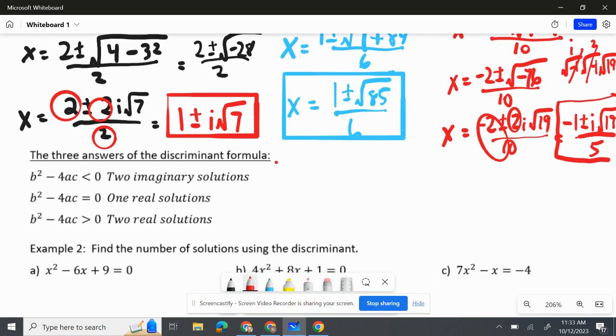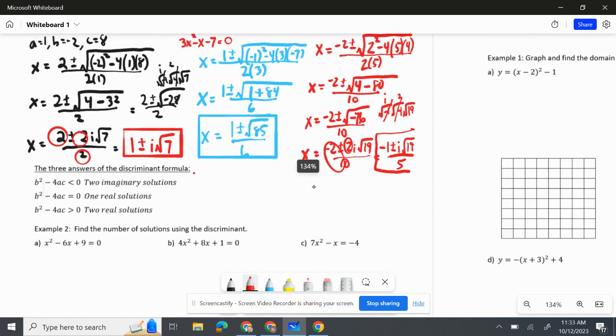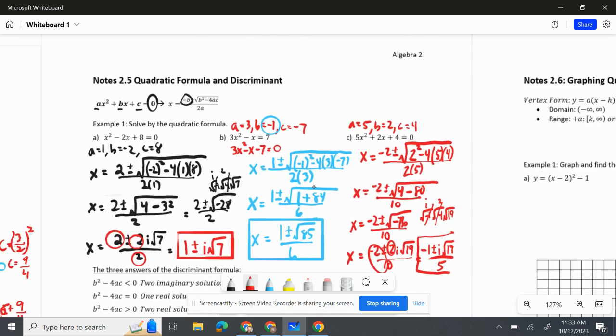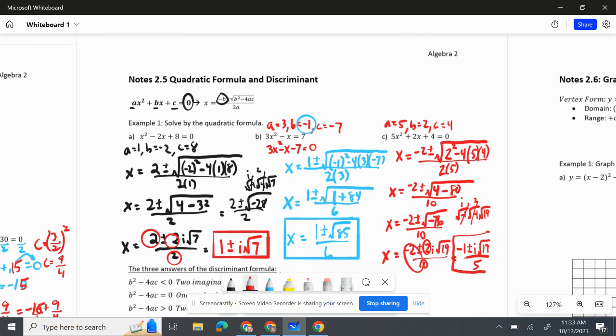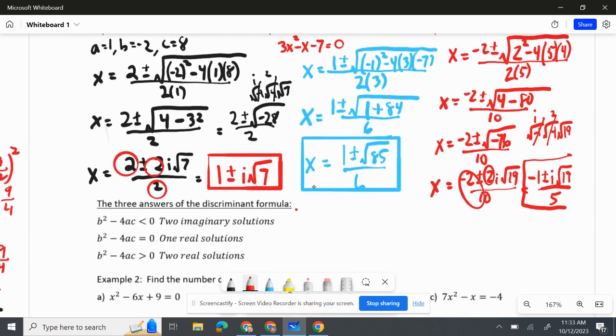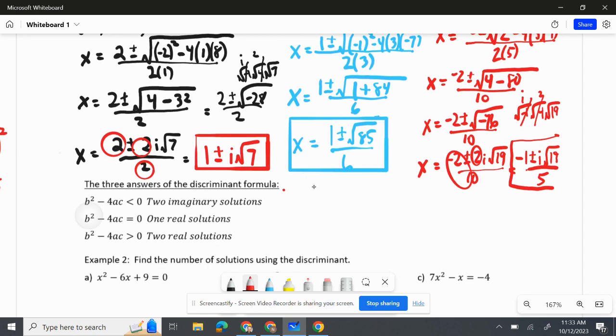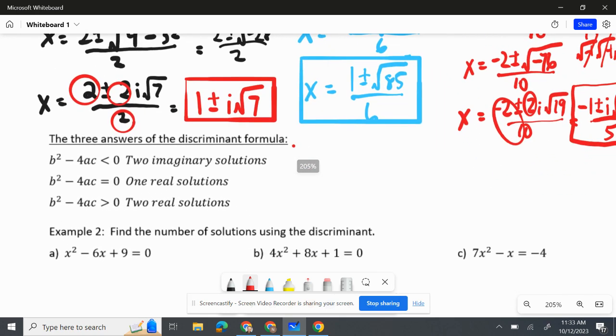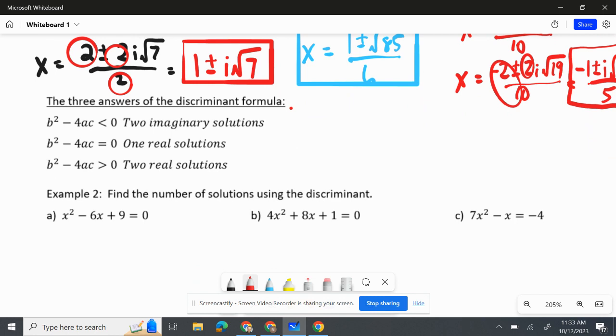Now we're going to look at the discriminant. The discriminant is the term inside the quadratic formula. So if we look at our quadratic formula, what we see is b squared minus 4ac, and that right there is the discriminant. Because there's a plus or minus in front of it, what we notice is that if it's less than 0, that's two imaginary solutions. That's where we're getting the i, like the one right above.